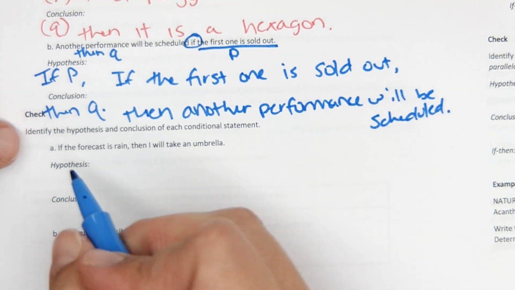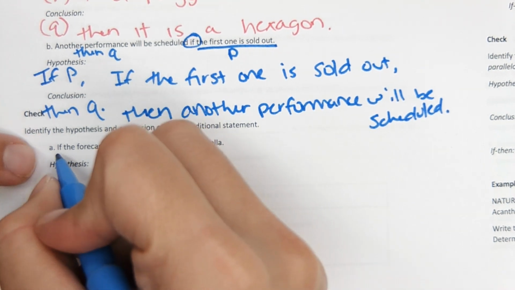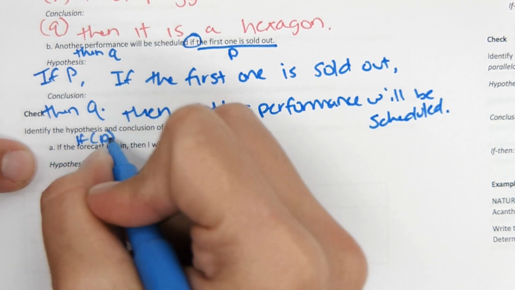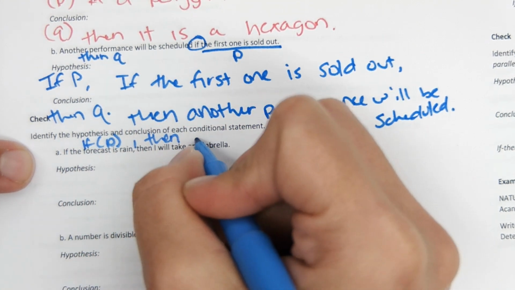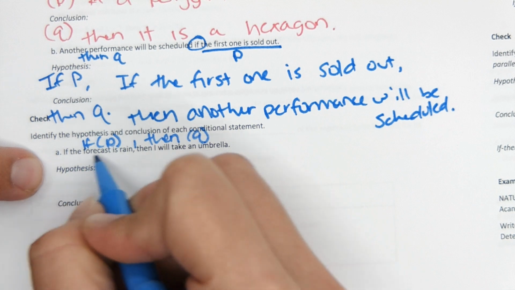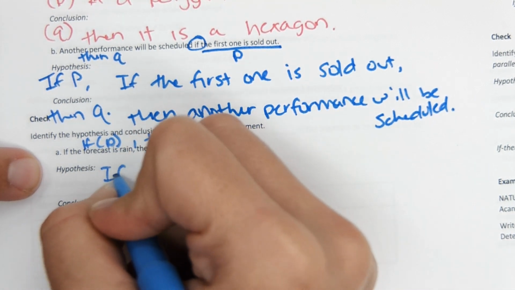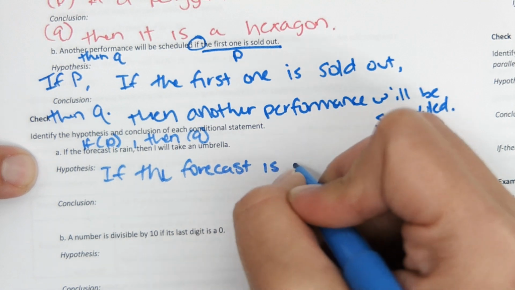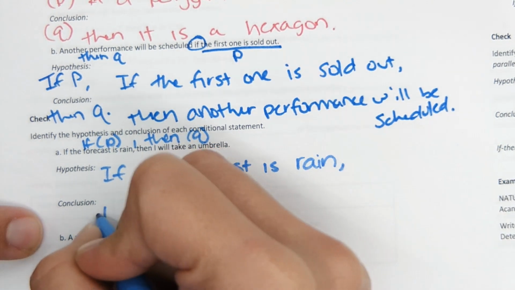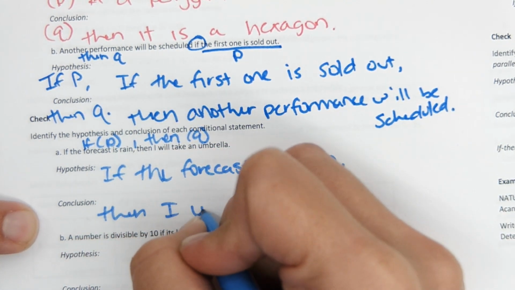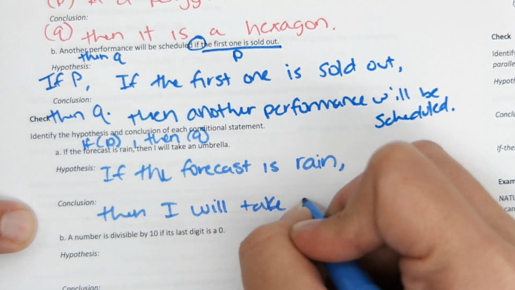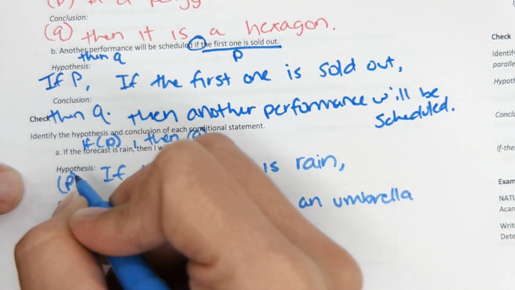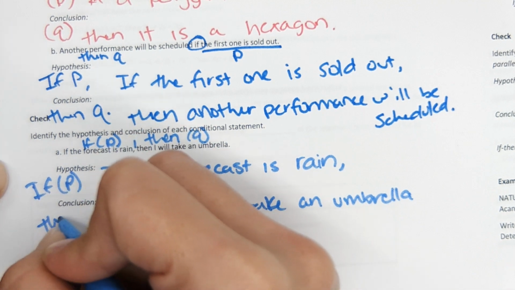Okay, and then the next one, they go back to the regular if-then in order. So if P, then Q. The hypothesis would be this first part: if the forecast is rain, then I will take an umbrella. So if P, then Q.